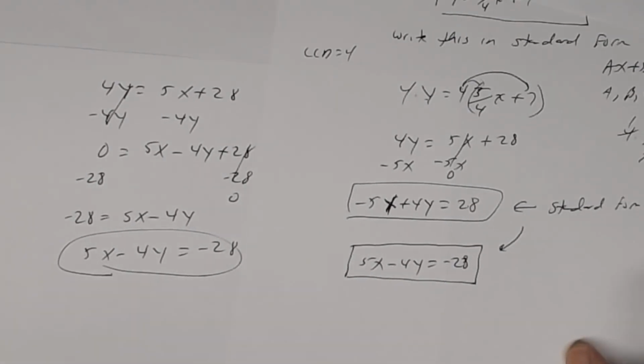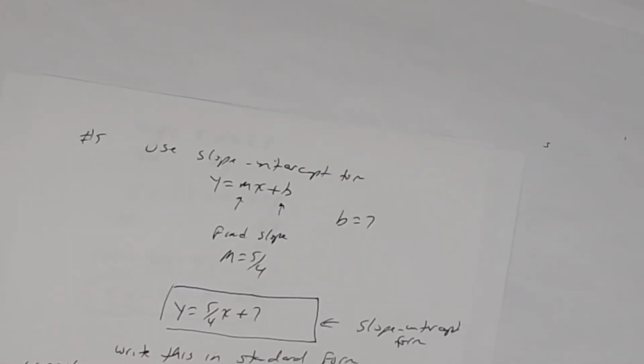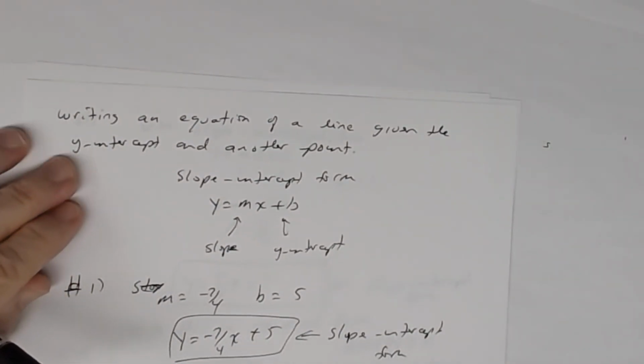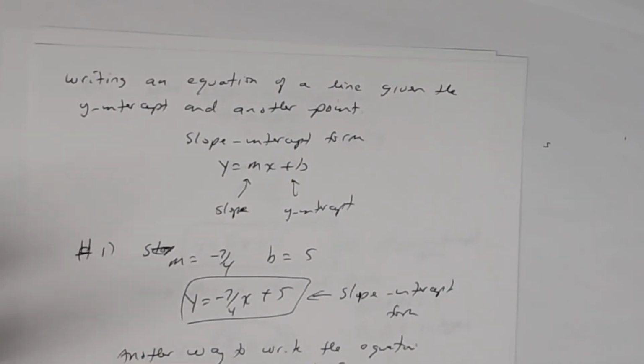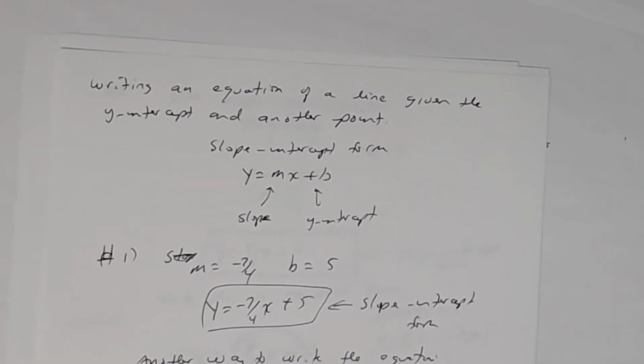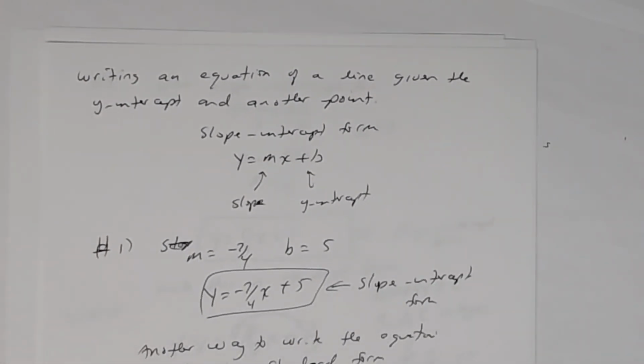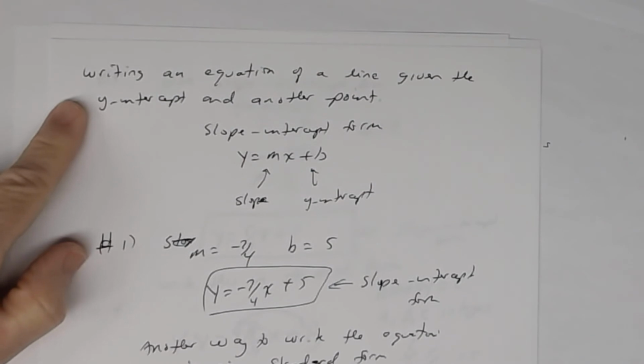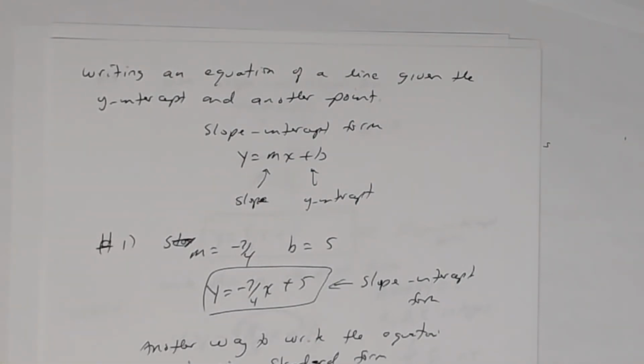So that's it. That is the lesson on writing an equation of a line given the y-intercept and another point. All right, so this was quite involved, but I gave you quite a few examples to look at. So hopefully this is going to help you understand the topic of writing an equation of a line given the y-intercept and another point. Okay, that will be the end of this lesson.